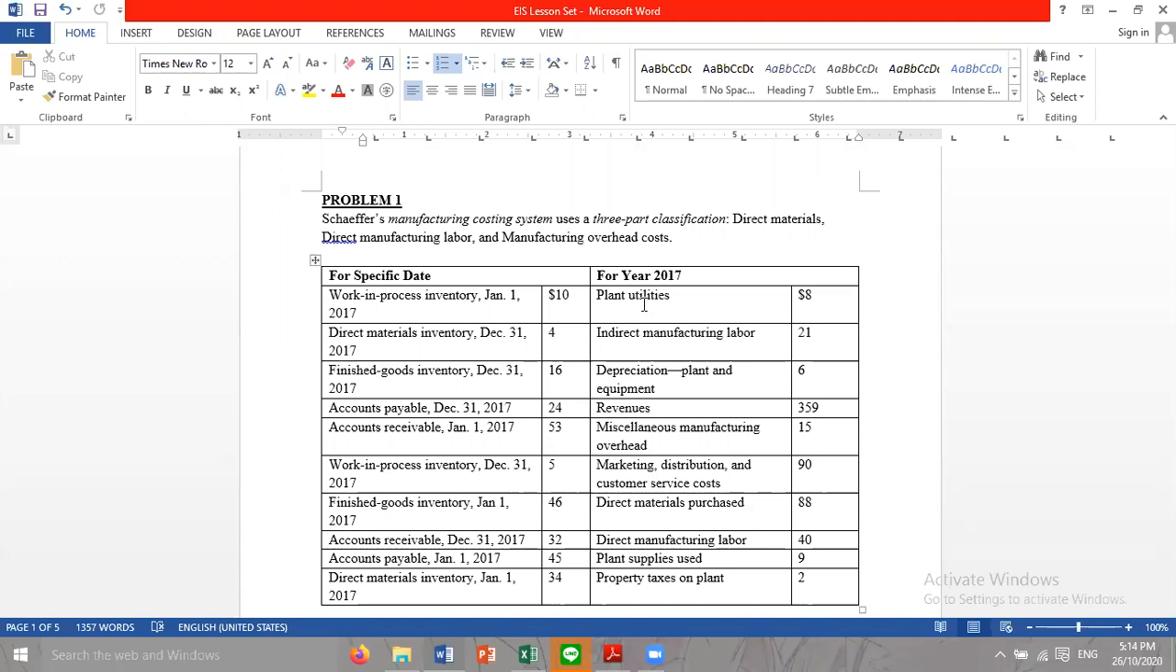in an economically feasible way to a particular object, and the second one is indirect, which is cost that can't be traced in an economically feasible way. Now, usually the factors affecting this classification are the materiality of the cost, the available information gathering technology, and design of operations.